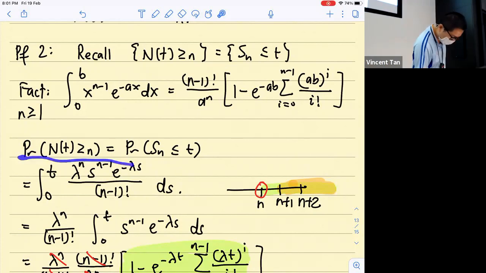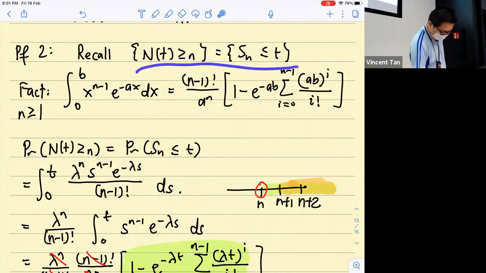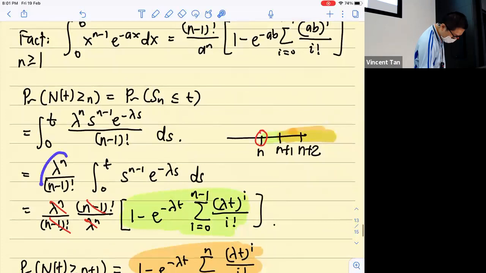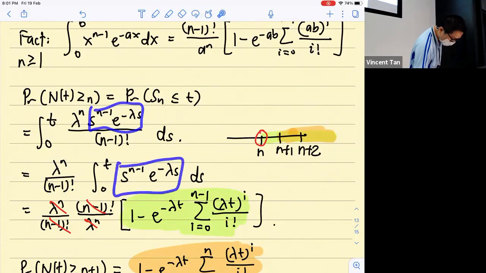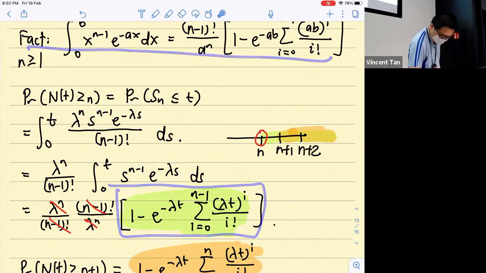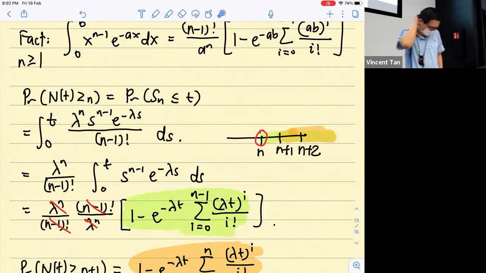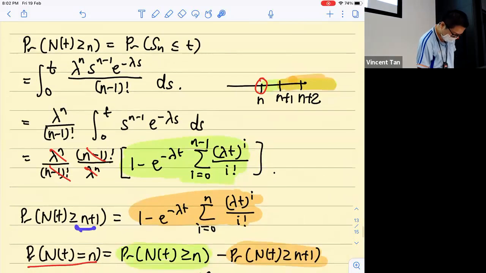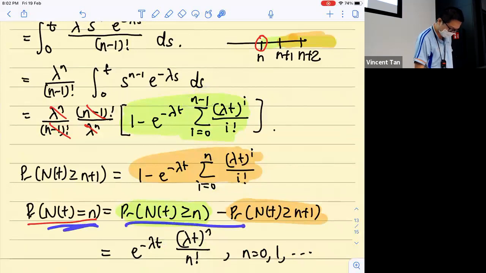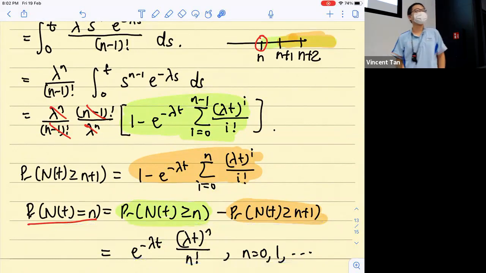So we equate these two things. These two events are the same, so their probabilities are the same. But we know the Erlang density, put inside here. Now some constants can be brought outside. What is important is this part here. This part here can be evaluated using the fact, if you track all these things carefully. Now we increment by 1 here. Then this n minus 1 becomes n. Then we subtract to get the PMF. And voila, we get the Poisson.